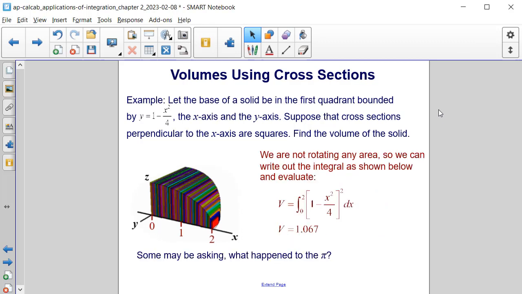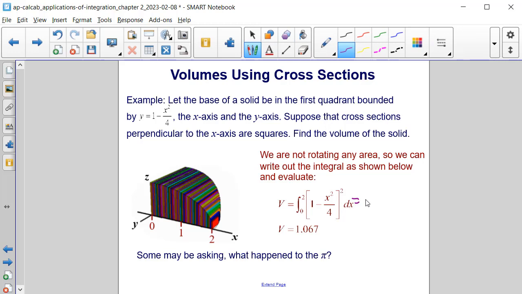We are not rotating any area, so we can write out the integral as shown below and evaluate. The volume is equal to the integral from 0 to 2 of our side length, (1 minus x squared over 4) squared, times the height, which is dx. And we can simplify this to be the integral from 0 to 2 of 1 minus x squared over 2 plus x to the 4th over 16. And again, we're going to integrate with respect to x.